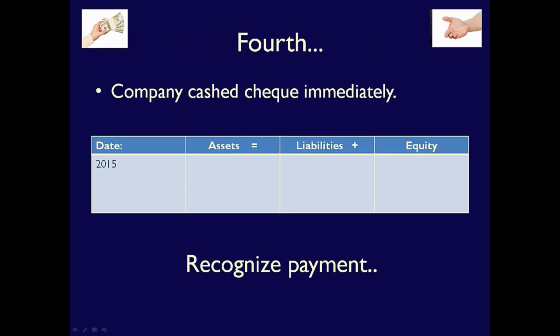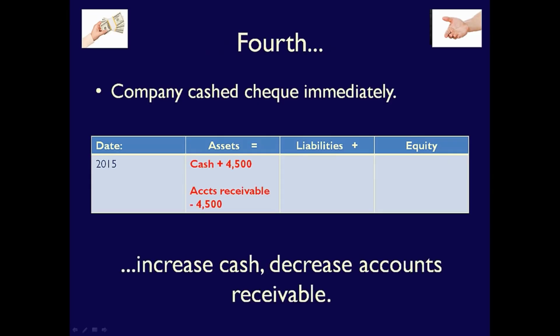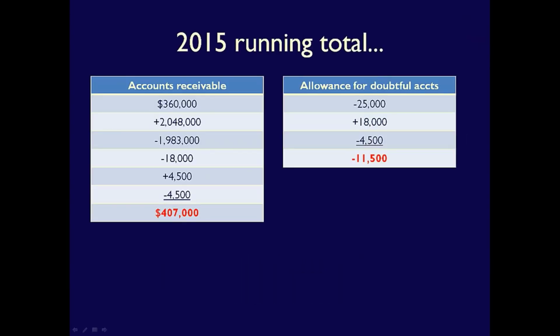Now, remember that ABC cashed the check right away. No wonder, they're likely thinking the check will bounce. Just like when customers normally pay their outstanding accounts receivable, we have to recognize payment. We have to increase cash by $4,500 and reduce accounts receivable by $4,500. That's our last entry, so we can add that information to our running total and figure out what our current balances are. Accounts receivable is $407,000, and our allowance for doubtful accounts is negative $11,500.